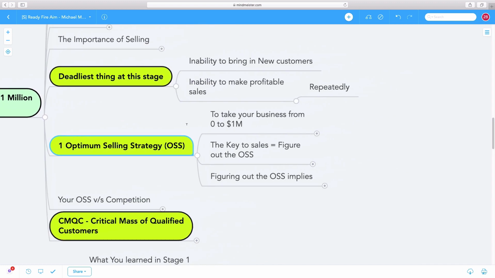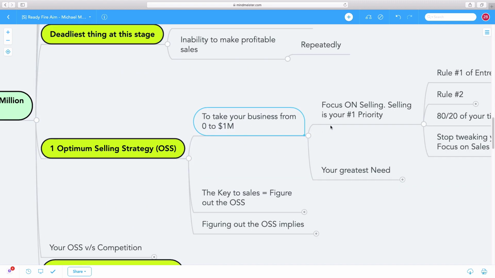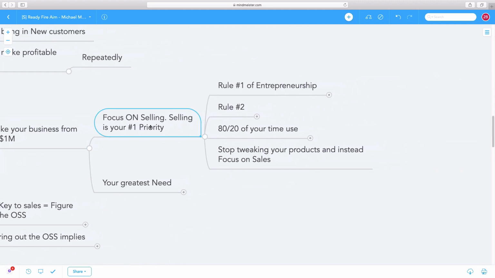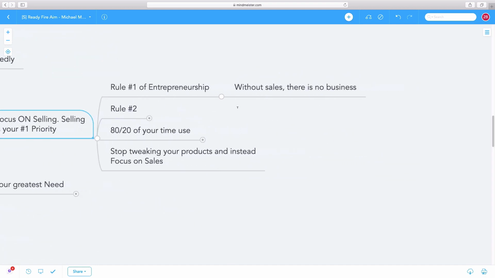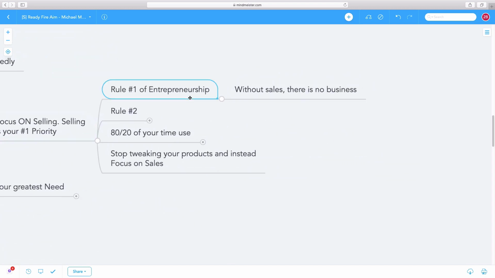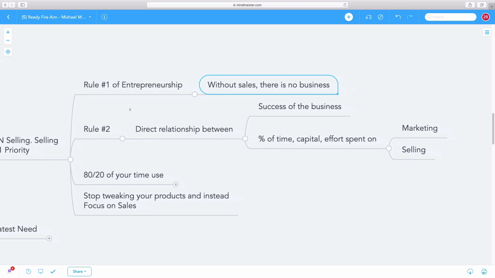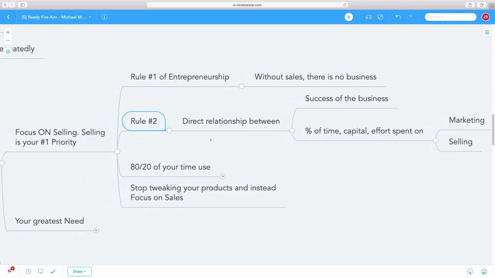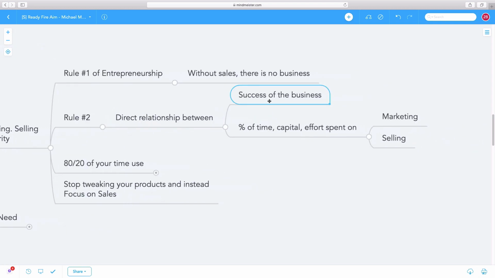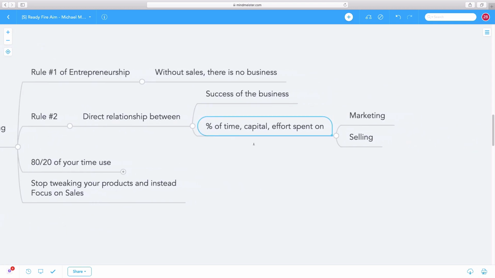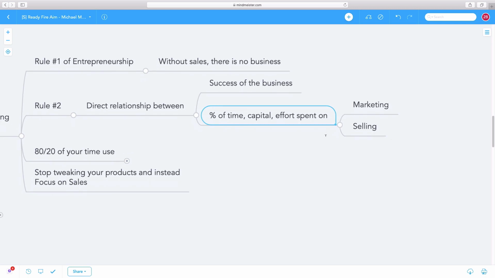Well, let's dig deeper. To take your business from $0 to $1 million, you need to focus on selling. Selling has to become the most important thing you do in your business. And as Masterson says, the first rule of entrepreneurship is that without sales, there is no business. Sales is the lifeblood of your business. And the second rule of entrepreneurship, as per Michael Masterson, is that there's a direct relationship between the success of your business and the percent of time, capital, and effort you spend on marketing and selling.